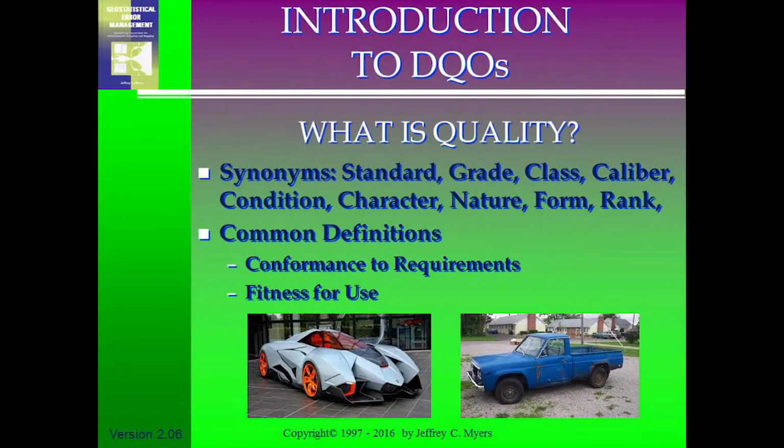Before we talk about data quality objectives, I usually like to spend a minute on quality, because quality has many definitions, and a lot of people think about quality in different ways. A lot of the definitions are similar. You can see a few that we have up here. The synonyms: a standard, a grade, a class, a caliber, condition, character, nature, form, rank. There were more. I couldn't fit them all on the slide.